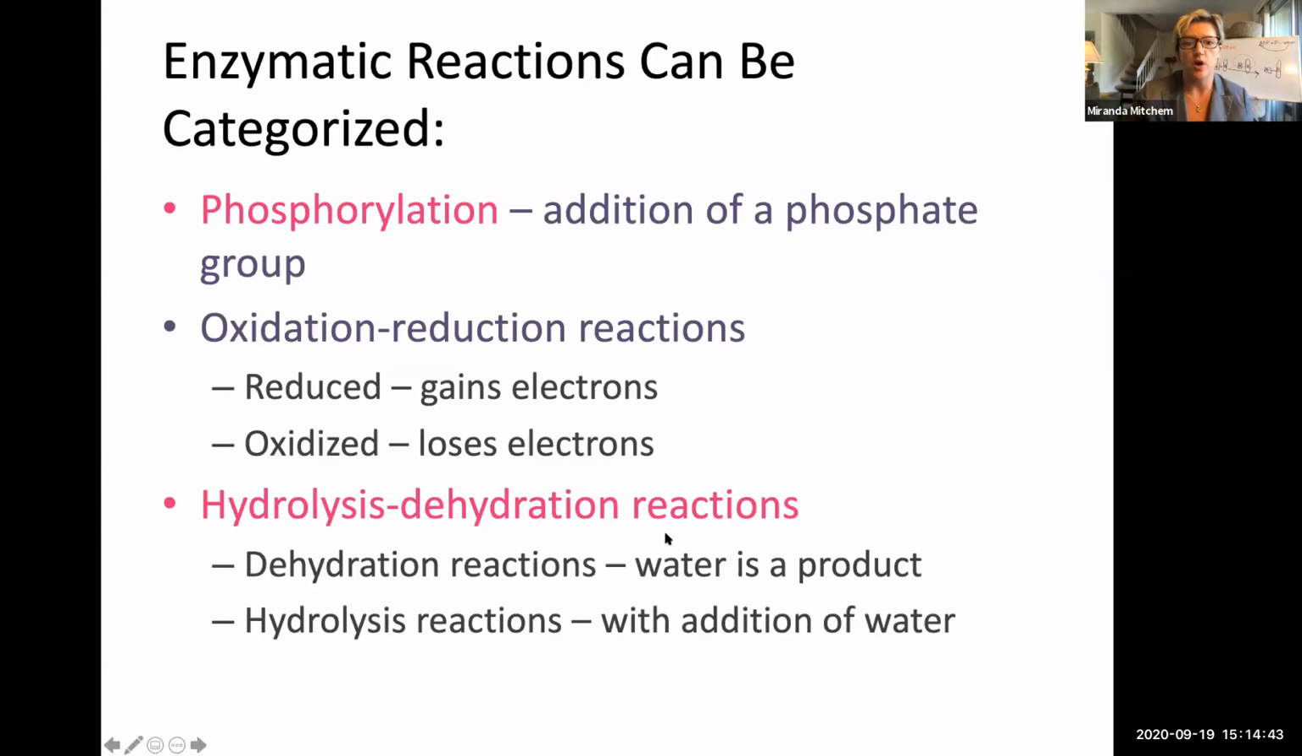Water is always a product. Dehydration means to take water out. And then the reverse reaction is hydrolysis, which is the addition of water. And that is also called digestion. So when we eat food, part of the digestion process is actually hydrolysis.